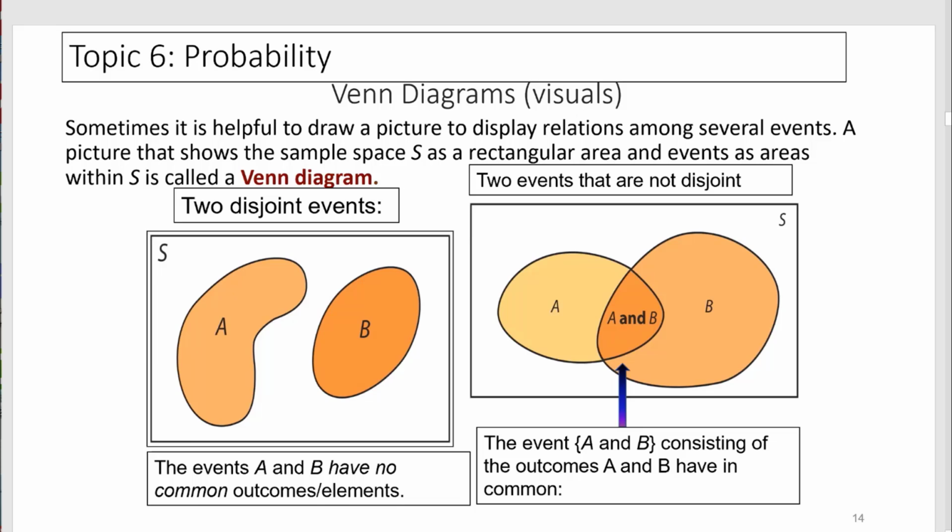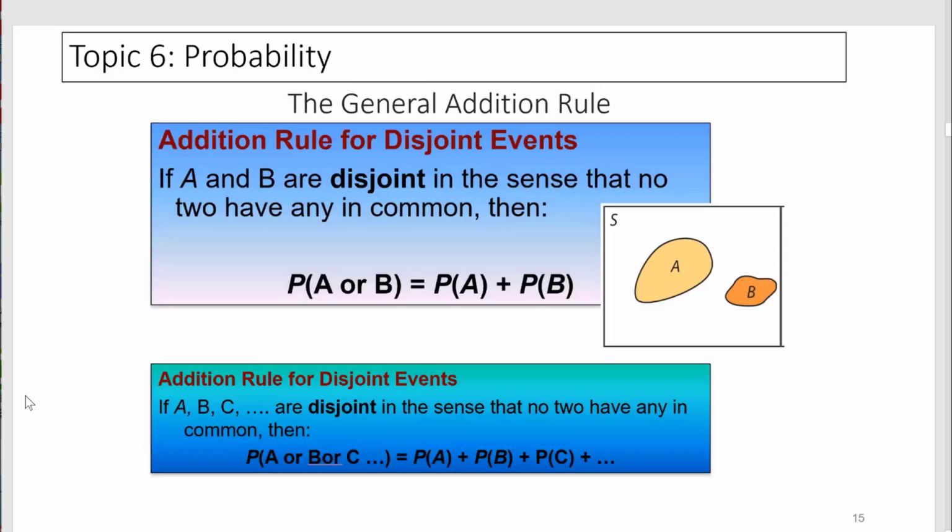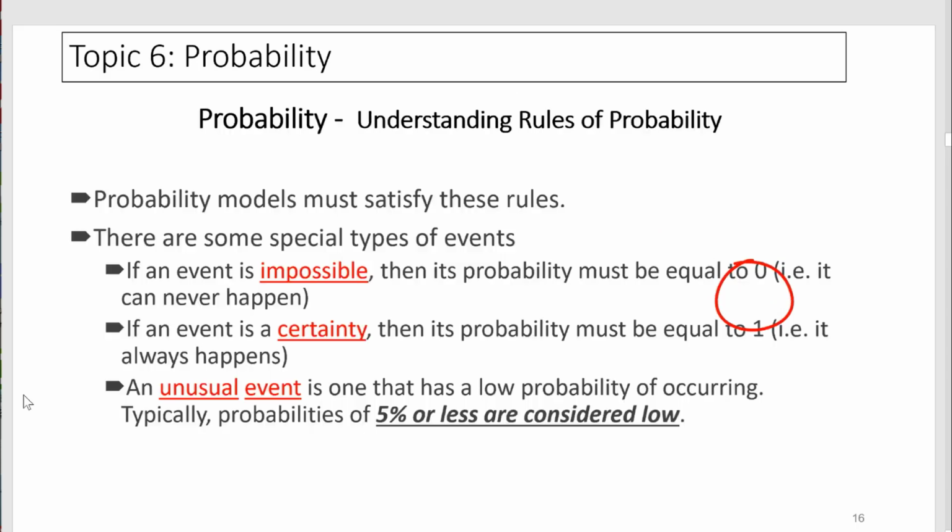Visually, what is this? If two events are disjoint, they have nothing in common. They're literally separated from one another. But if they do have events in common, the events would be between both of them. So that's kind of what it would look like in what we call Venn diagrams. So that's why the probability of A plus the probability of B is the OR statement. We just add these elements in here if it's disjoint. Now, probability must satisfy these rules.